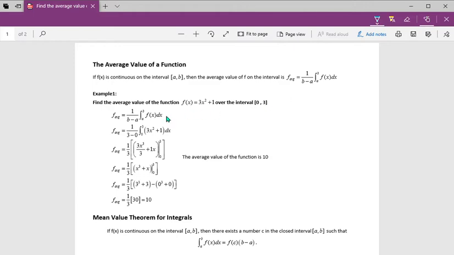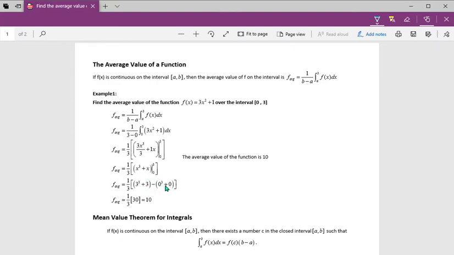So starting with that formula, plug in what needs to be plugged in. A is the lower bound, b is the upper bound, and our f of x is 3x squared plus 1. Basic power rule gets us from here to here. 3x squared integrates to 3x to the third over 3. 1 integrates to 1x. Clean that up a little bit. We want to evaluate x to the third plus x from 0 to 3.